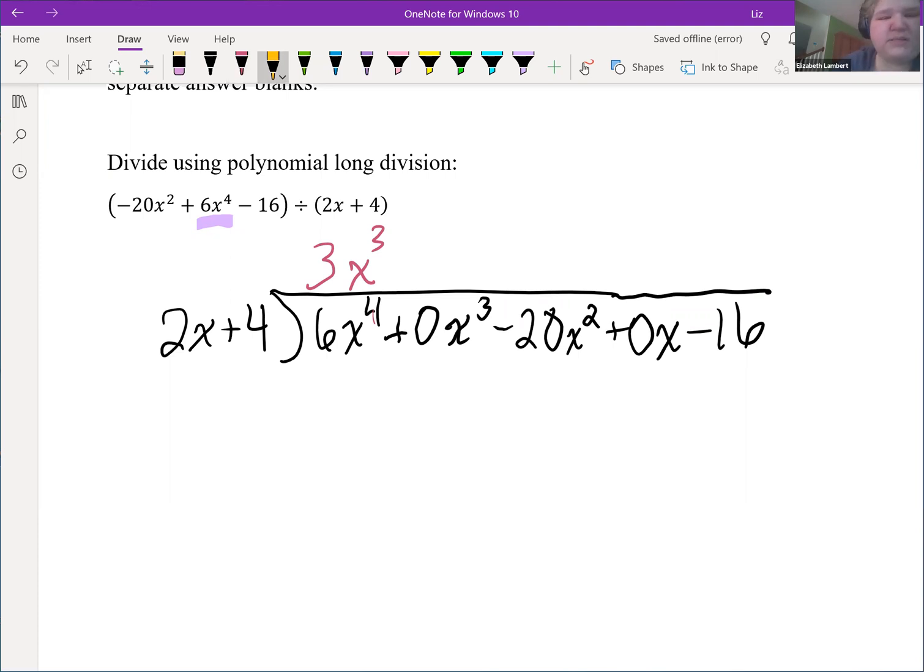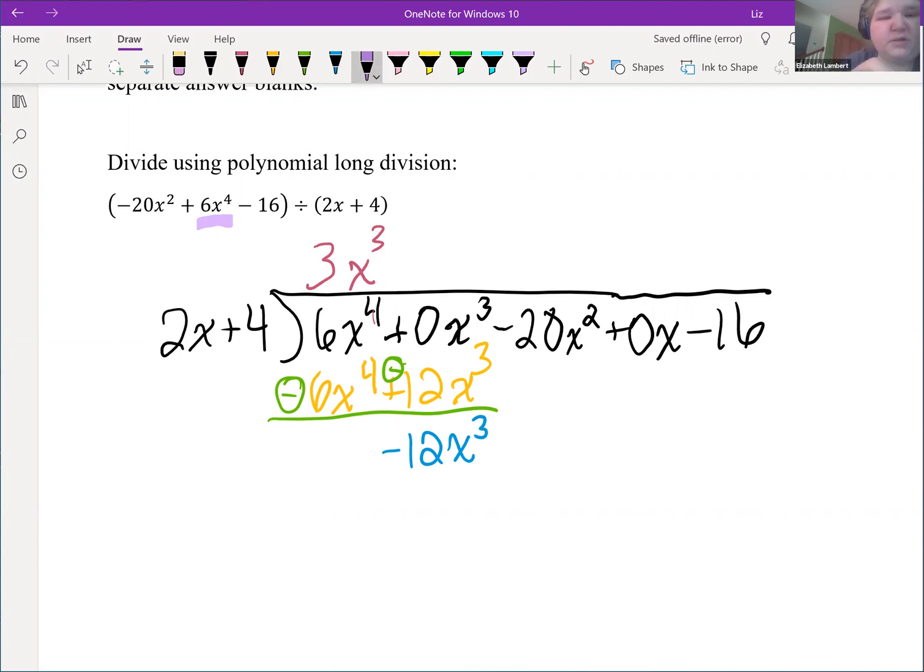All right, now we multiply. So this is 6x to the fourth as desired, and 12x cubed. Cool. Minus. So now this is minus 12x cubed. And we bring down our next term.